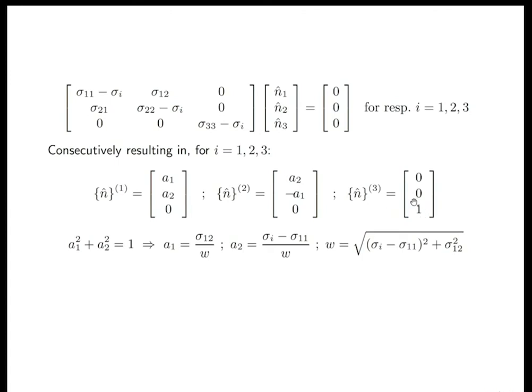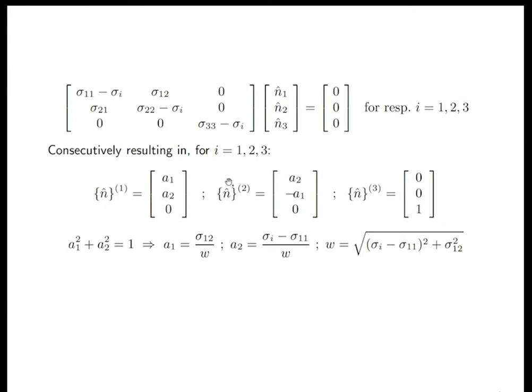Okay. Now, if that is the case, then n1 and n2 must not point in the 3 direction. So we have only 2 unknown components for n1 and 2 unknown components for n2. And since n1 and n2 must be perpendicular to each other, they must follow this relation. Convince yourself: take the inner product of n1 and n2, a1 times a2 plus a2 times minus a1 gives us 0. Okay. Furthermore, n1 must be normalized. This is written here, a1, a2.